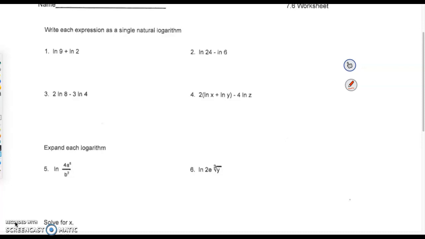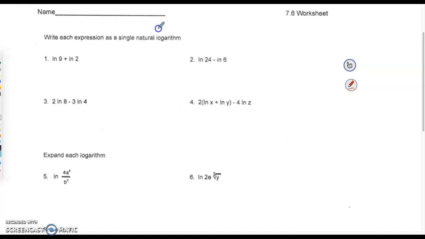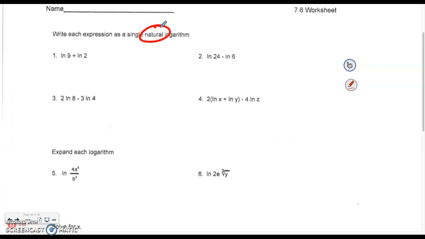The first says write as a single natural logarithm. Natural log means ln. It has a little invisible base on it that's an e. E will get explained to you in higher levels, so we don't really know what that is, but it's a number, about 2.7. Anyway, addition condenses to multiplication.